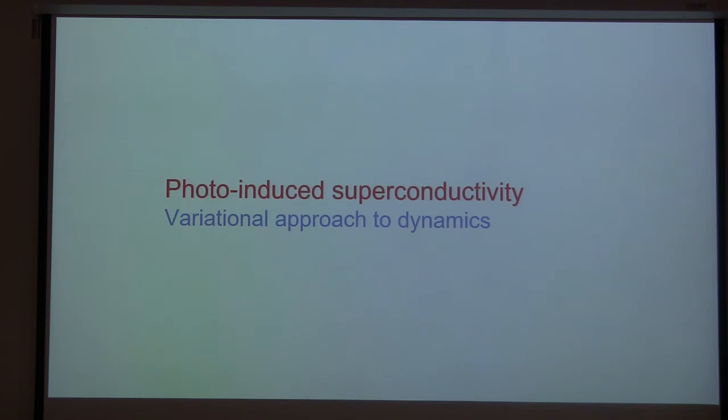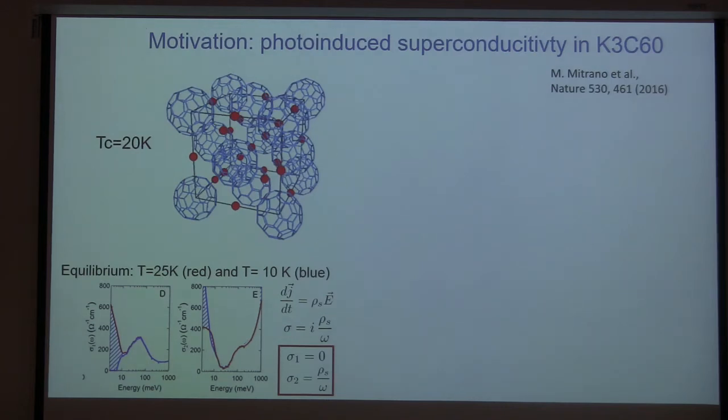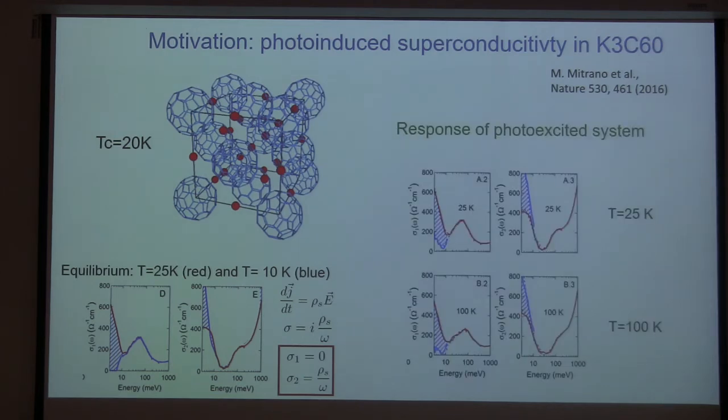Okay, so now let me show how the tools which we have built up can be used to approach some of the problems which I used to motivate. Remember, in the very first lecture, we talked about photo-induced superconductivity, right? It's this buckyball superconductor, which has an equilibrium transition temperature of 20 Kelvin. And we said that, well, you shine light which is resonant with phonons, and somehow in the optical response we start seeing signatures of superconductivity at higher temperatures.